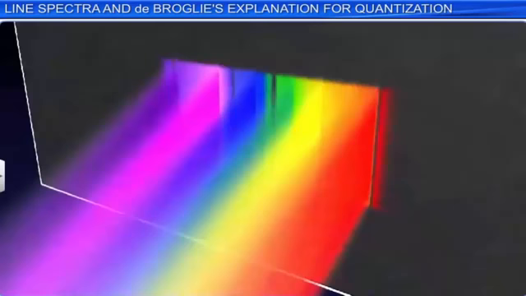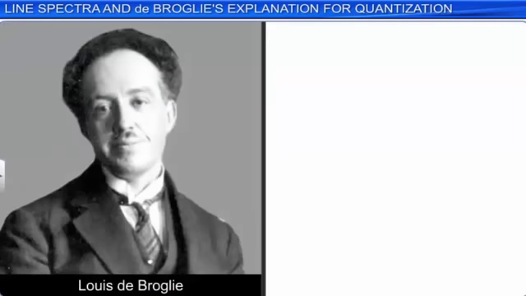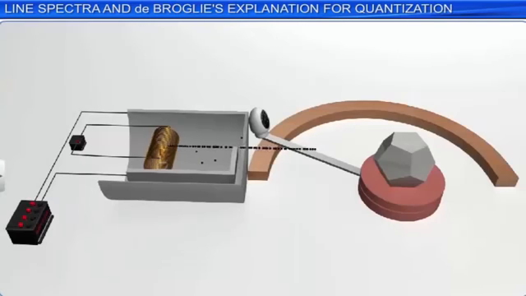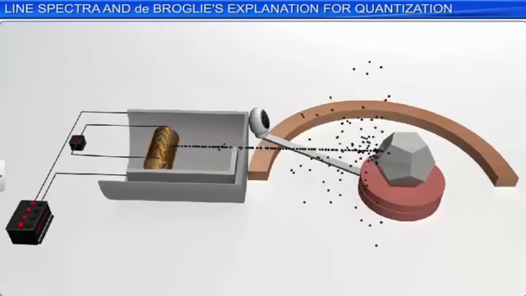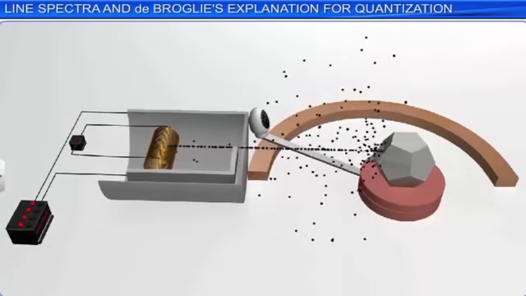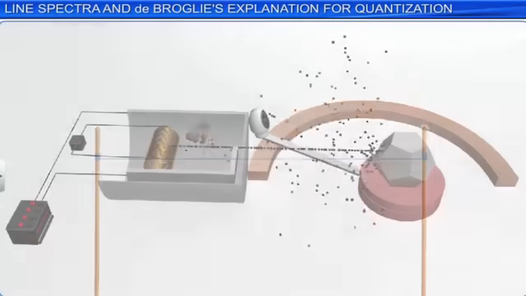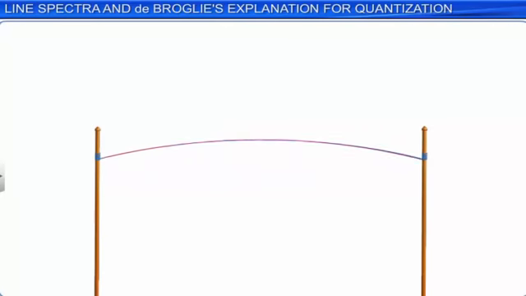But Bohr's second postulate was a puzzle for 10 years, till Louis de Broglie explained it in 1923. Until then, no one could explain why the angular momentum should be an integral multiple of h by 2π. We have learned from Davisson-Germer's experiment that material particles like electrons, protons, neutrons, etc. possess a wave nature, which was actually proposed by de Broglie. Let us now understand how de Broglie explained Bohr's second postulate.